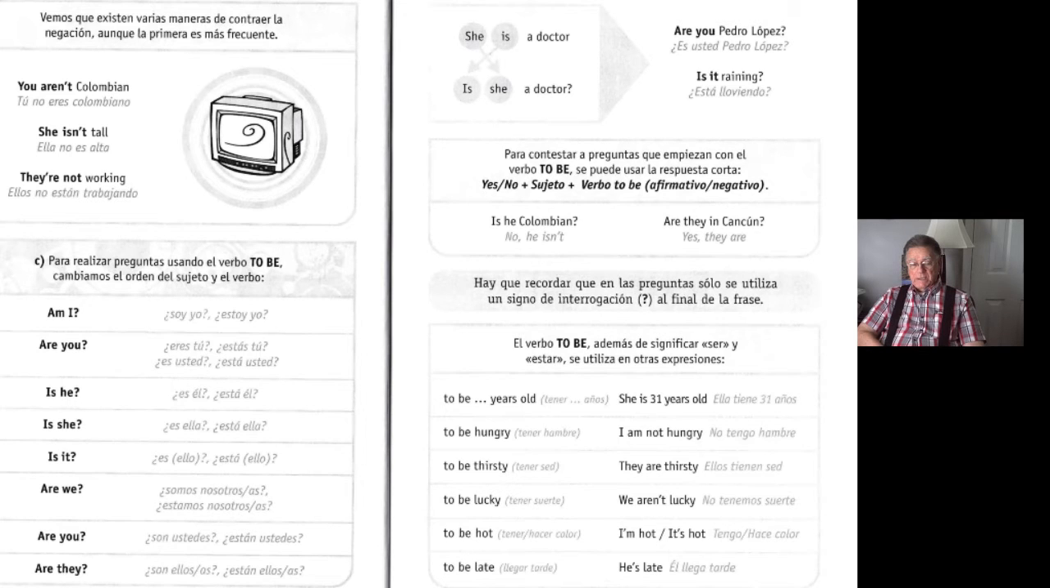Are we old? Good question. Are we old? Are we older than 90? 90 years old? Are we older than 70? Are we older than 20? Oh yes, we're older than that.